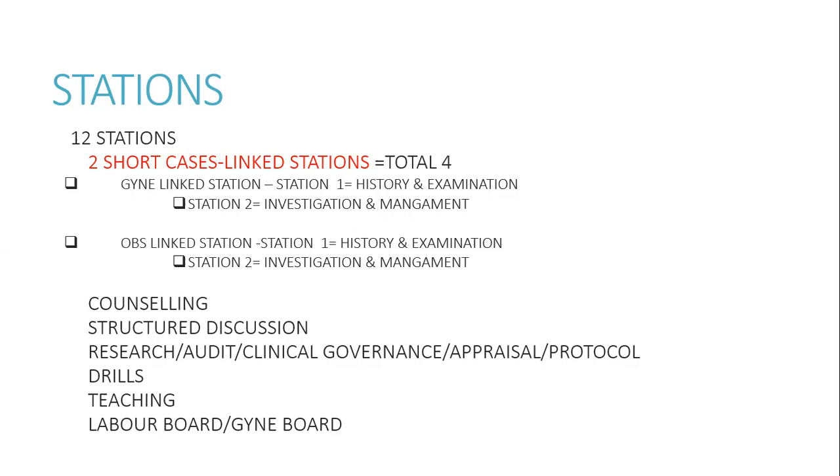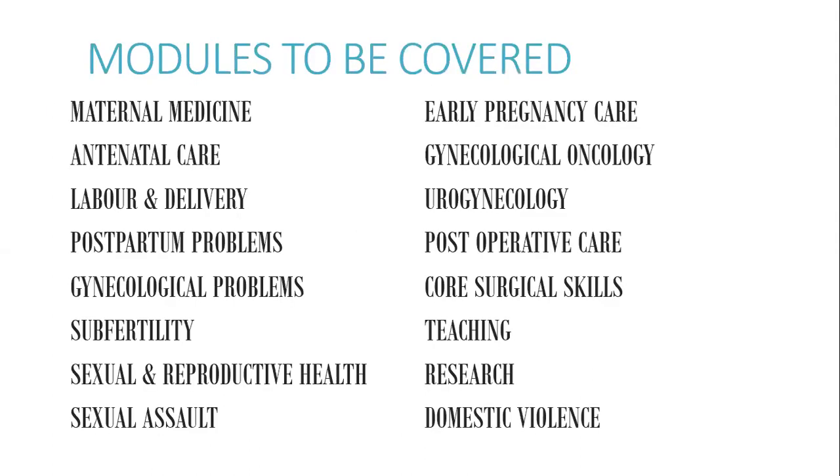These are the different types of stations you will encounter in your FCPS Part 2 exam. The modules to be covered in your exam, and the stations are allotted to those particular modules. They are 12 to 14, and the modules include maternal medicine, which includes diabetes, hypertension, etc., epilepsy, antenatal care, labor and delivery, postpartum problems and puerperium, gynecological problems, the station about subfertility, 1 station about sexual and reproductive health.